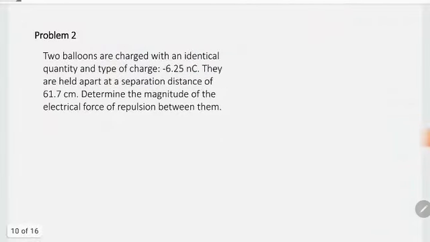Let's encounter that here. Two balloons are charged with an identical quantity and type of charge. Okay, so basta same charge. Negative pala yun. 6.25 nanocoulomb. They are held apart at a separation distance of 61.7 centimeters. Careful about that unit. Determine the magnitude of electric force of repulsion between them.